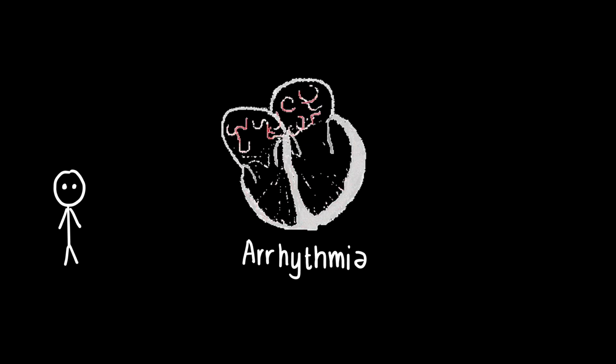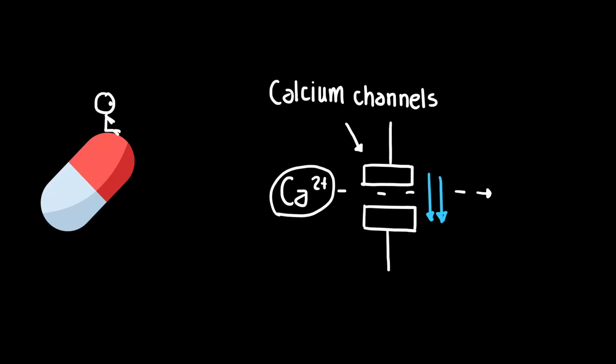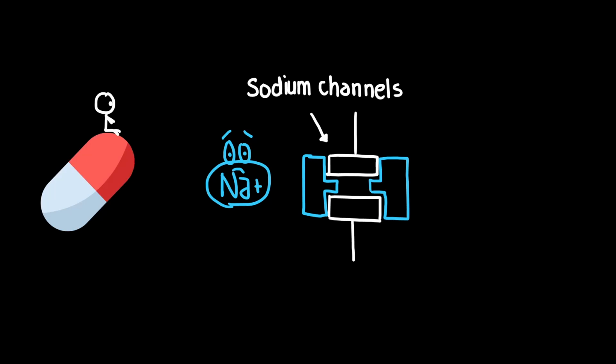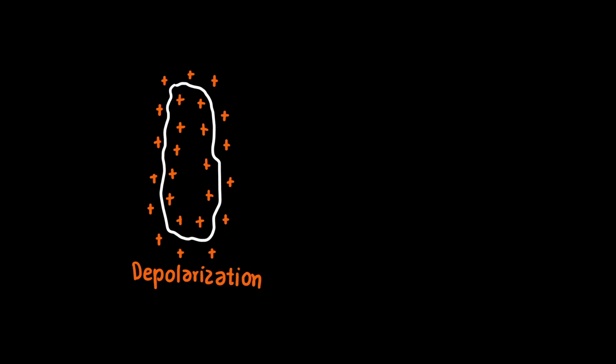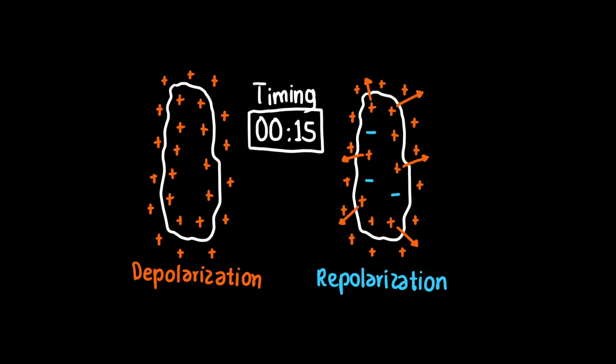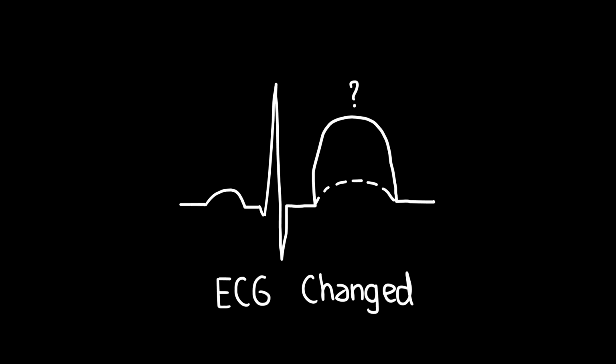And here is the implication that should change how you think about medications. Every drug that acts on the heart acts on ion movement. Some drugs slow the calcium channels. Others block sodium entry. Others affect how potassium leaves. When you change the ion behavior, you change depolarization, you change repolarization, you change the timing of the wave, and when the wave changes, what gets recorded from the surface changes too.